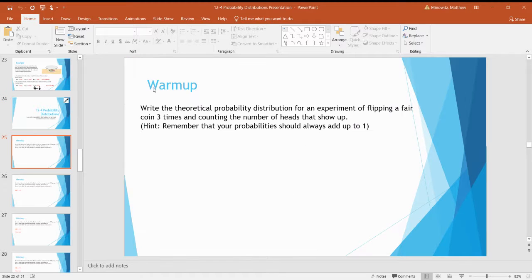So we'll start like normal with a warm-up. Okay, I want you to write the theoretical probability distribution of flipping a fair coin 3 times and how many heads are going to show up. Remember, all of the probabilities together should always add up to 1. To check, see, did you count all of the events? Go ahead, pause the video, write down the probability distributions of each event occurring, and we'll check your answers.